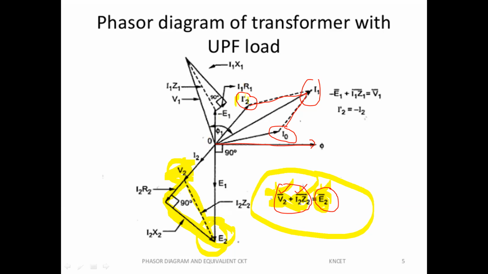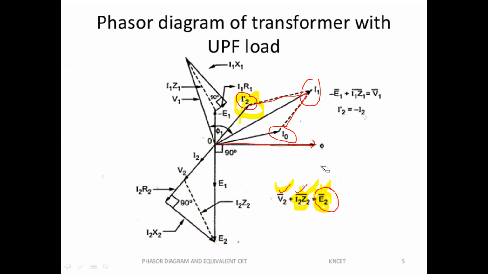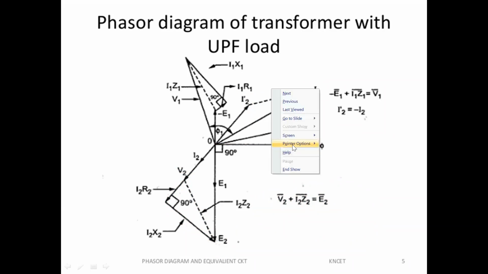Primary equivalent of secondary current is I2 dash. This is the primary equivalent of secondary current. So this is the I2 value. This is I2 value. This is I2 dash.